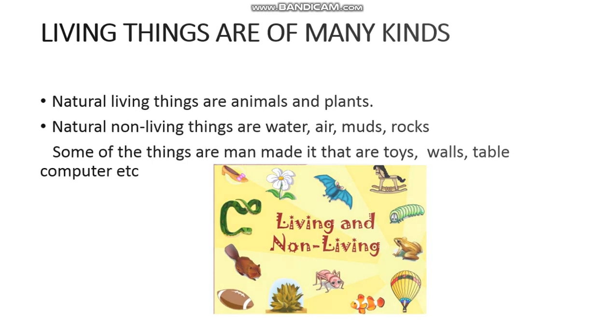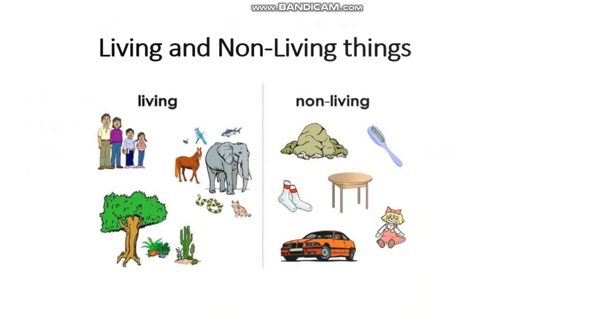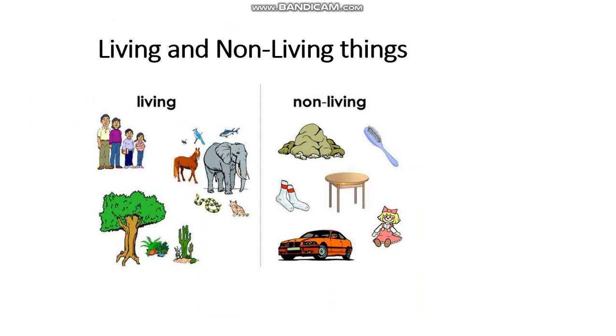Okay. Next, we move to living and non-living things. Here, living things and non-living things. You have humans, animals, trees, birds, insects. All these are living things. Non-living things are rock, table, socks, doll, chair. These are non-living things. In living and non-living things, we have different features.